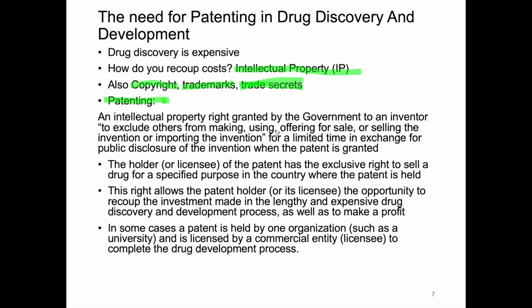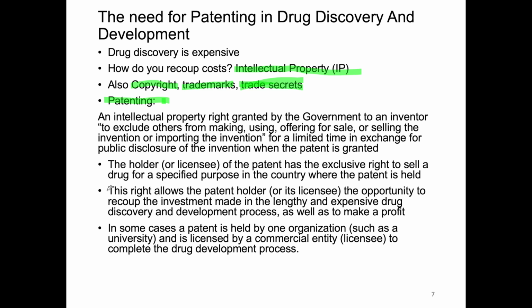And the caveat is that it is for a limited time, and you have to exchange how you do it. That's the public disclosure of the invention. Okay, so a patent document describes how it is you, in this instance, would make a drug and what that drug is good for. In return for disclosing that, you have the right to prosecute anybody else from making or selling that particular drug in the country where the patent is issued.